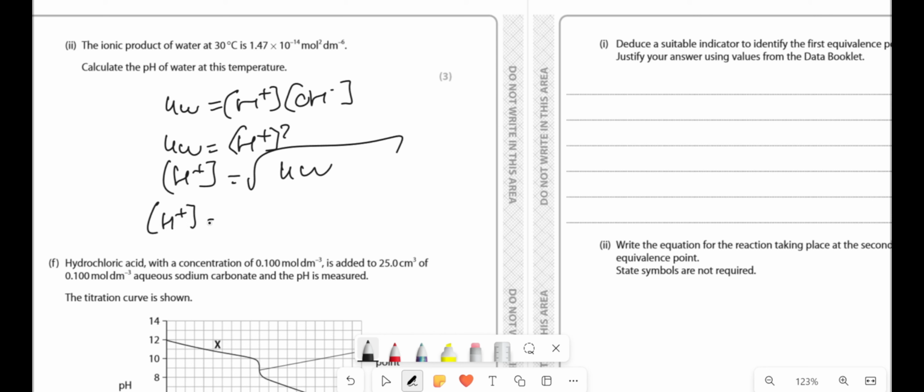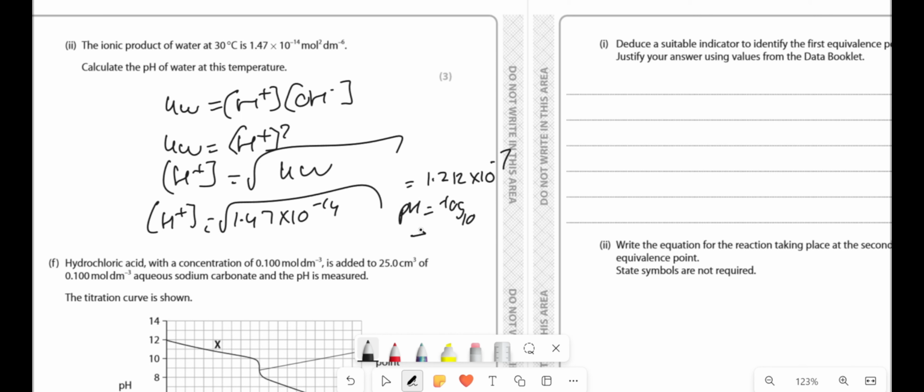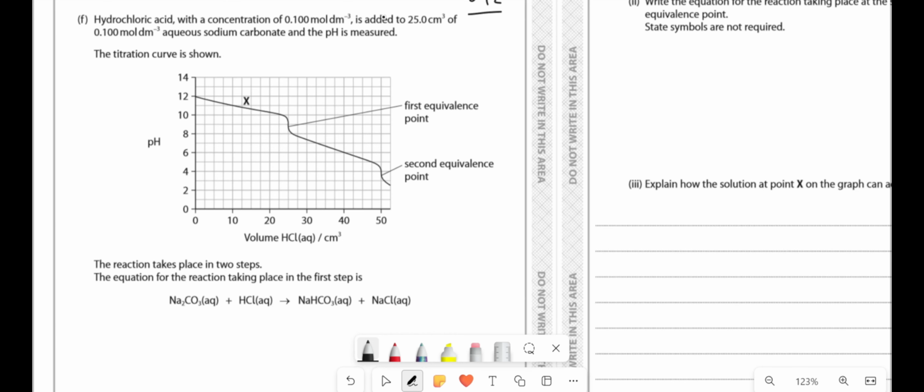So if we do [H+] equals the square root of Kw, that's going to be the square root of 1.47 times 10 to the minus 14. And if we do that, you get 1.212 times 10 to the minus 7. pH is negative log to the base 10 of your answer, which is going to then give you 6.916, which is also 6.92. There you go.